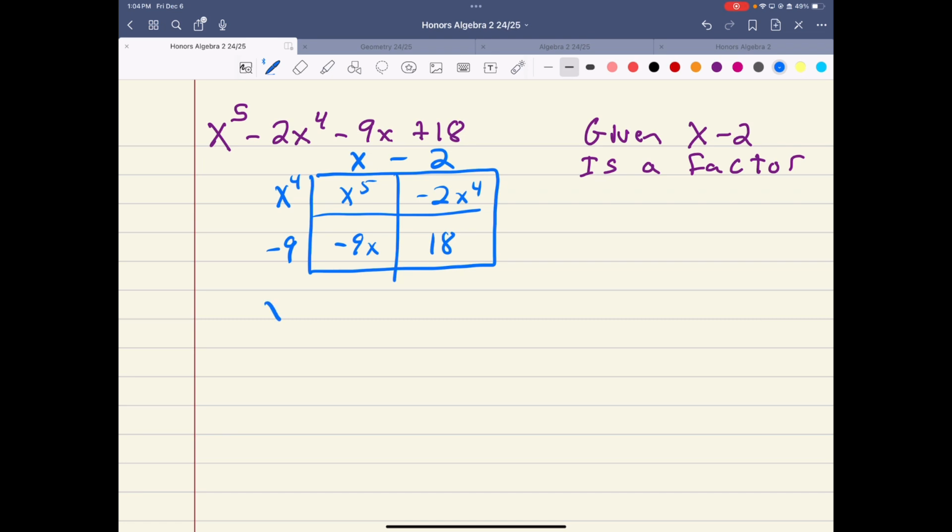Now, again, we've got to ask our question. We've got x minus 2. We've got x to the fourth minus 9. Are we done? No. This x to the fourth minus 9 can be factored further. So we've got x minus 2, x squared minus 3, and x squared plus 3.